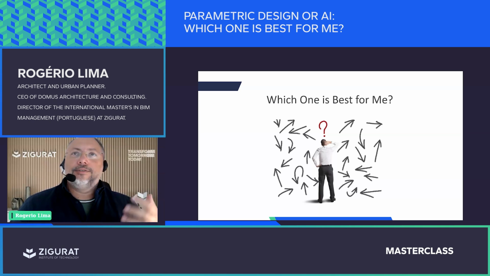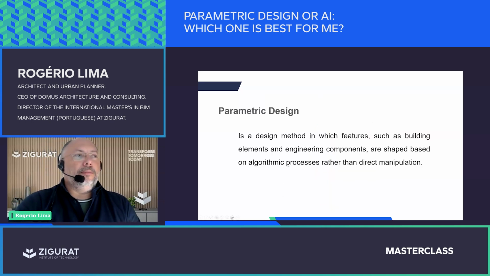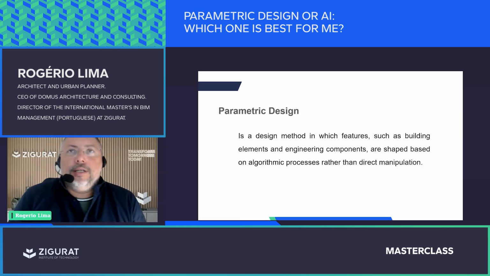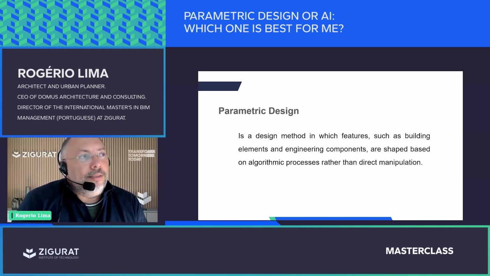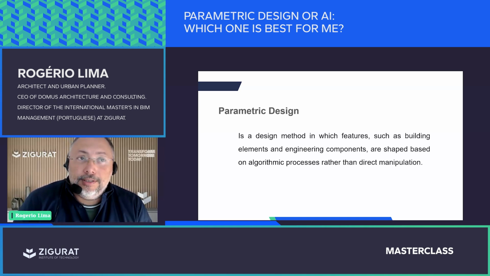To try to answer this question, it's important to know what parametric design is and what AI is. Okay, let's start with parametric design. There is a concept that tells us that parametric design is a design method with which features such as building elements, engineering components, and so on, are shaped based on an algorithmic process rather than direct manipulation.